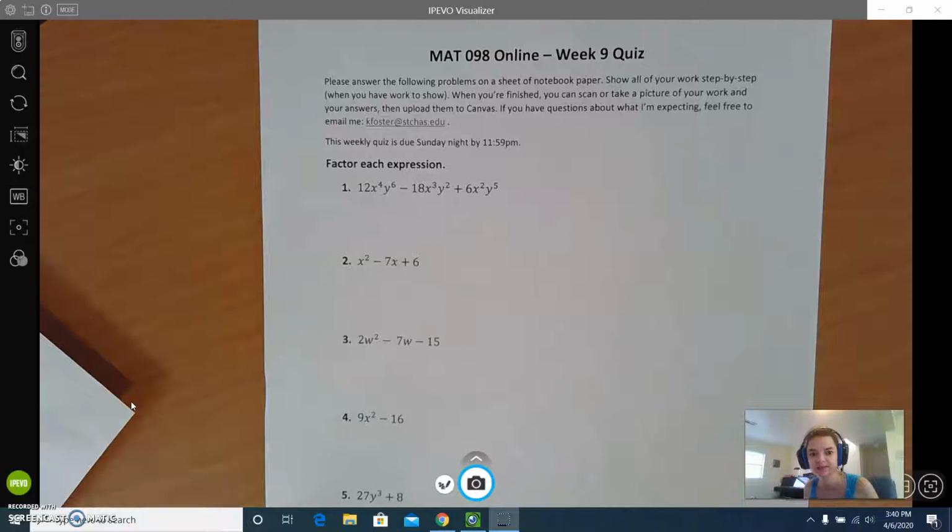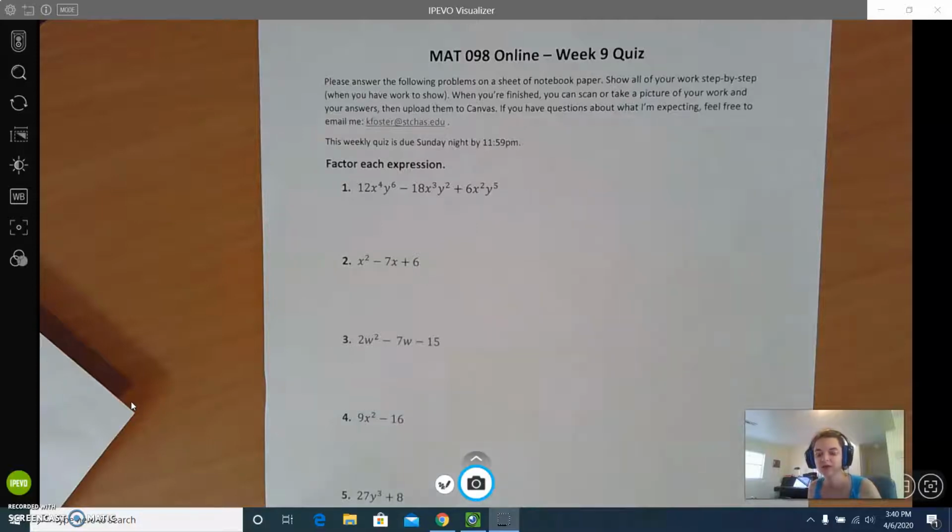For this week's quiz, I asked you guys to factor 6 different expressions, and I tried to give you different types of factoring for each one, so that it's a nice summary. For the first one, you have 12x to the 4th, y to the 6th, minus 18x to the 3rd, y squared, plus 6x squared, y to the 5th.